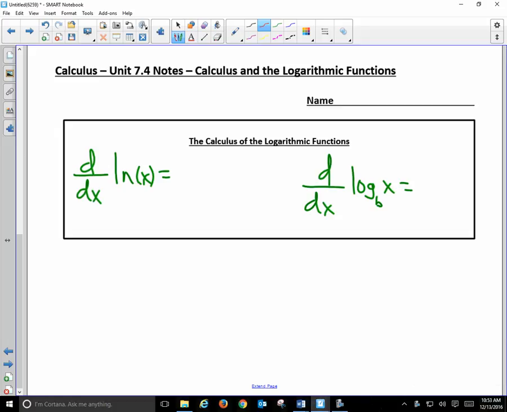Here we go. Calculus of logarithmic functions. The derivative of natural log of x is 1 over x times the natural log of e. What's the natural log of e? That means e to what power is e? 1. So you get 1 over x. Derivative of natural log of x is 1 over x.